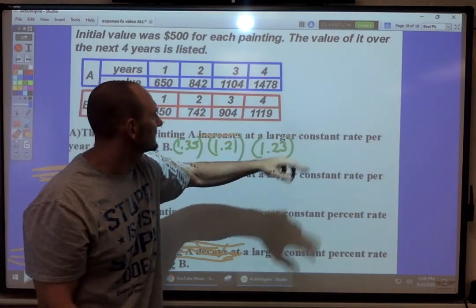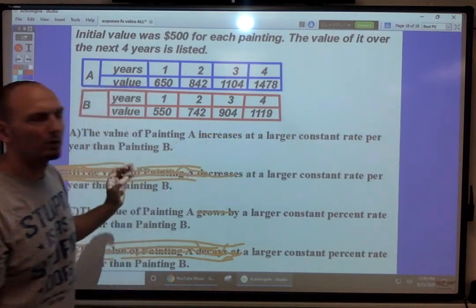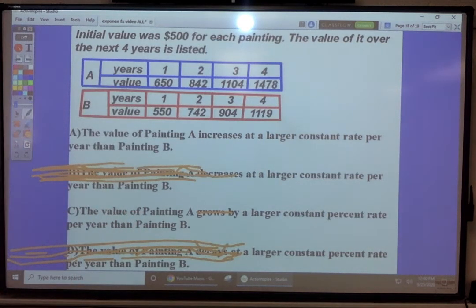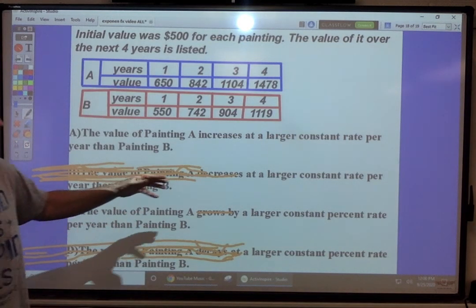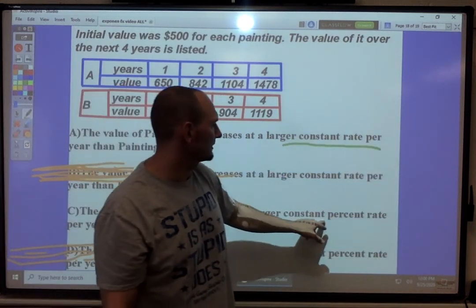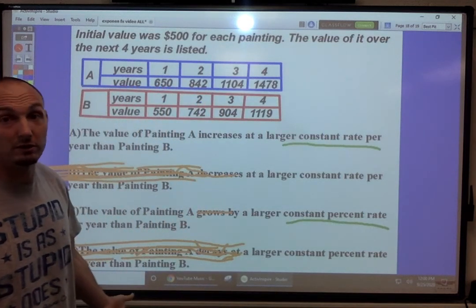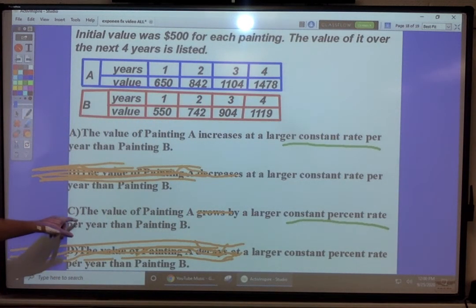So they're definitely exponential. Now one of those has the wording of something exponential, as the other one doesn't. So remember those words, constant rate. Here we have constant percent rate. Well, only one of those deals with percents, so that would be C.